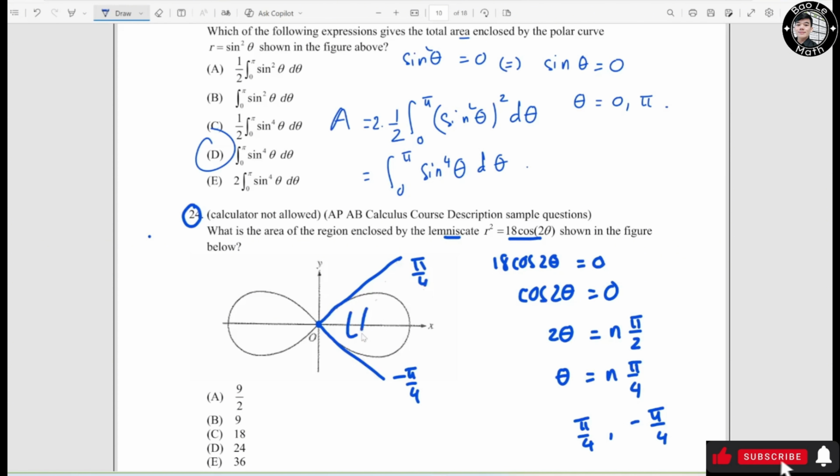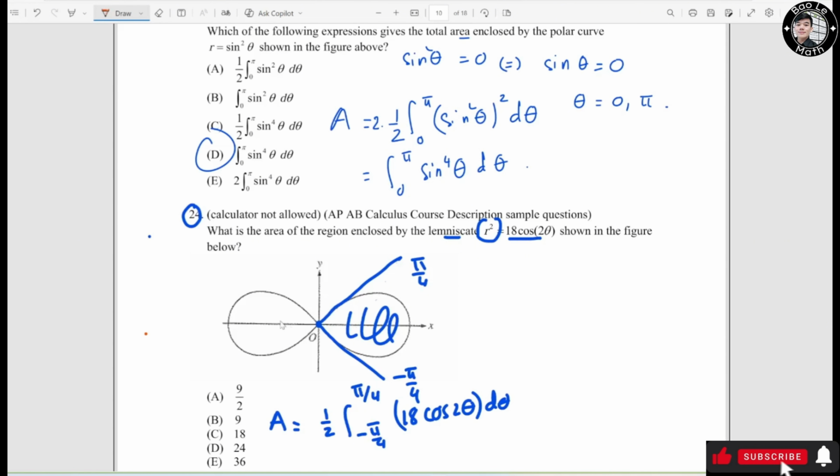So we just calculate the area of this part right here, and we multiply by 2. So we have A equals 1/2 integral from negative pi over 4 to pi over 4 of this squared. We already have the square, so it's going to be 18 cosine 2 theta d theta. Now you need to multiply by 2 to get the left-hand side, and then I convert this one to 0 to pi over 4, so I put 2 in the front. So the 2 and 2 cancel out. I have another 2, and 2 times 18 is 36. So I have 36 integral from 0 to pi over 4 of cosine of 2 theta d theta.